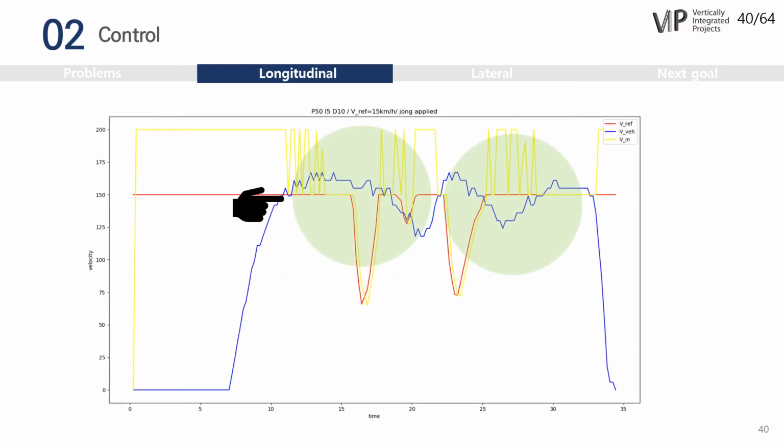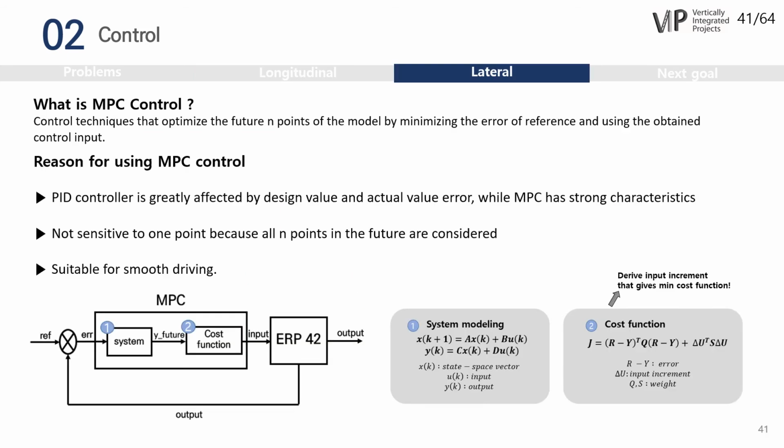If the P gain is 50 or higher, there is no significant impact due to the upper limit of 20, so we have adjusted it to an appropriate value of about 50. Next, we will show you the research on lateral control. We studied MPC control as an alternative to pure pursuit.